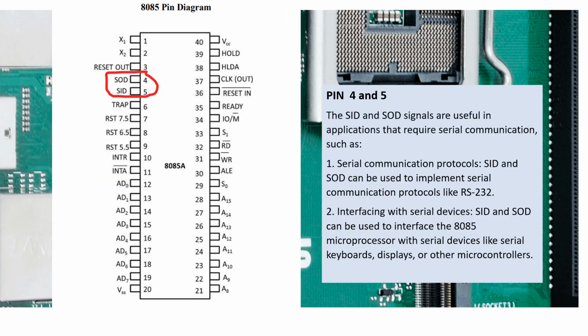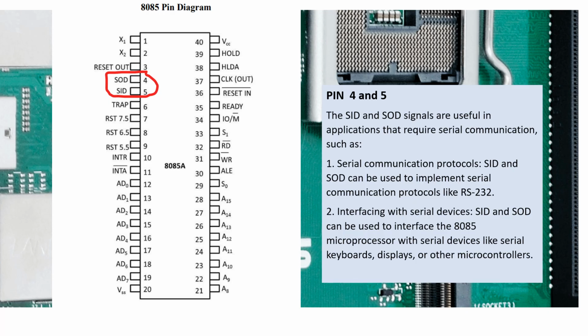The serial input data and serial output data signals in the 8085 microprocessor are used for serial communication. SID, serial input data, is used to receive the serial data from the external devices. Here, SID allows the microprocessor to receive the data one bit at a time. The SOD, serial output data, is used to transmit the serial data to the external devices. The SOD allows the microprocessor to transmit data one bit at a time.